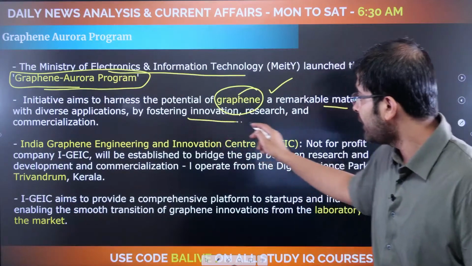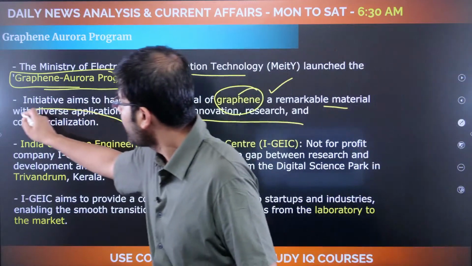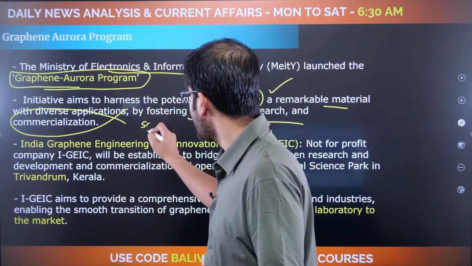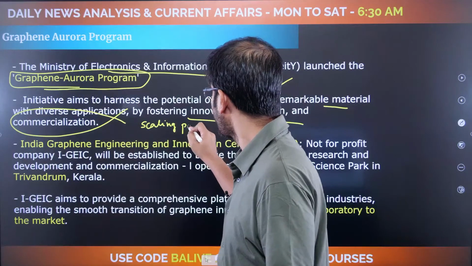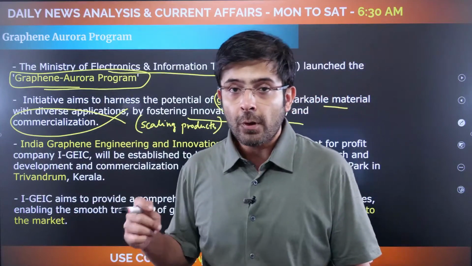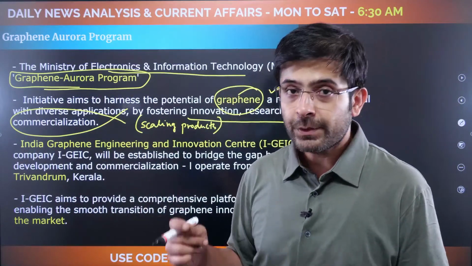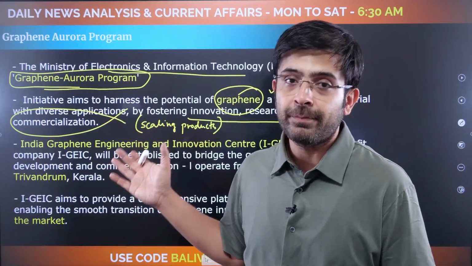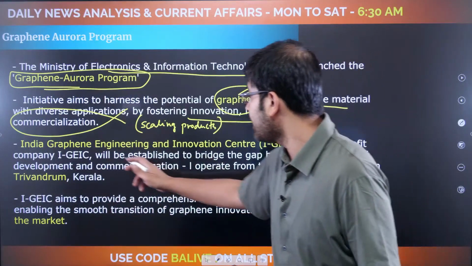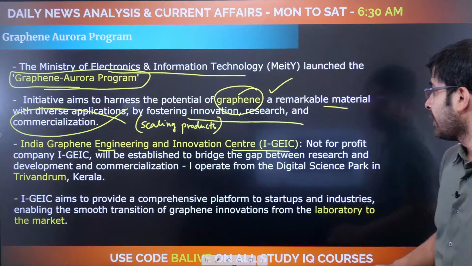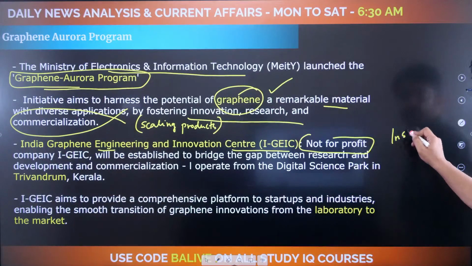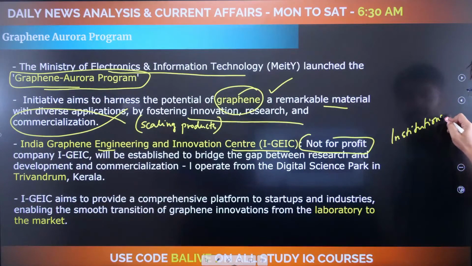And what it is looking at is innovation, research, and more importantly, from the exam perspective, commercialization, which means that you're looking at scaling products of graphene. Okay. So you're not just going to limit yourself to research and development, but also create a market space for it, which is why you find that the company that has been set up under Section 8, it's a not-for-profit company. All right. We'll discuss this. The Indian Graphene Engineering and Innovation Center. It's a not-for-profit company which is being established. Once again, this is the institutional framework that is being provided for graphene.